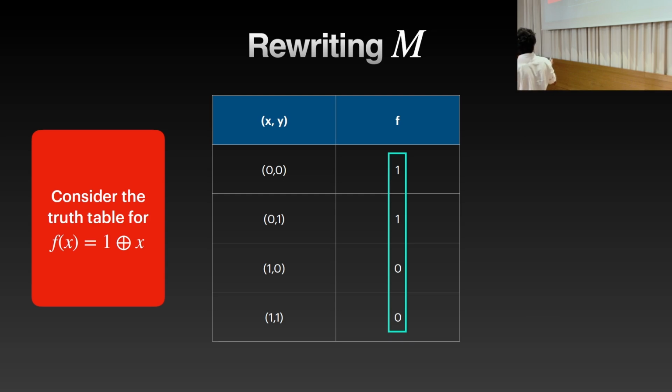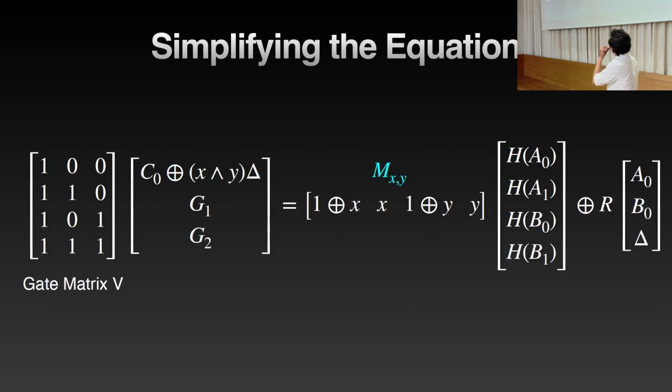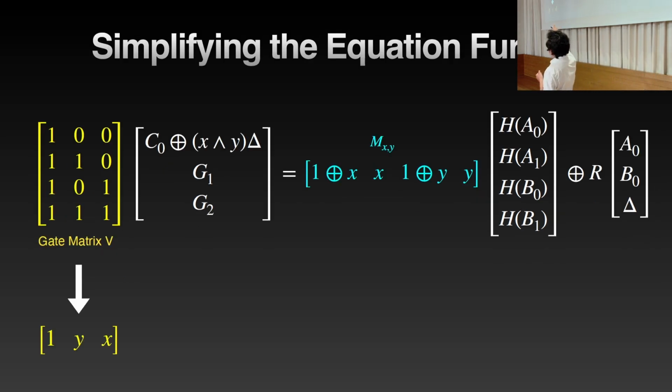And now if we go back to the equation, you will see that there is something happening with the hash matrices here. The hash matrices actually can be rewritten in terms of X and Y. And it inherently comes due to how we actually use these hashes in every equation. So we simplified this M, where we replaced all these columns with certain variables because of the way we use these hashes. Similarly, we can do the same with the gate matrix V.